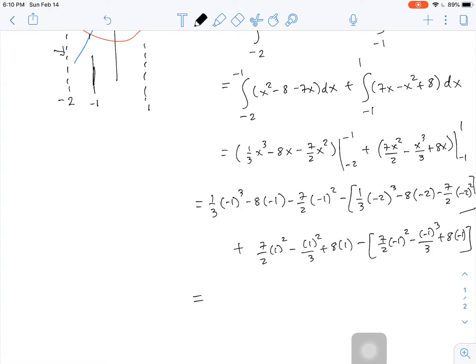There we go. And then if you plug this into a calculator, you should get 121/6, and this is your area.